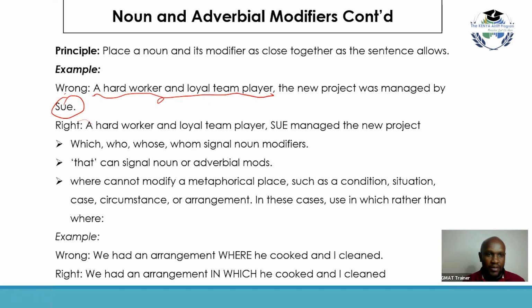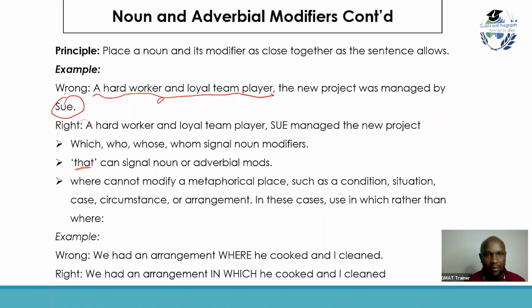So, more points to note. Some of these points we've already looked at previously. Which, who, and whose signal noun modifiers, and that can signal noun or adverbial modifiers. As we mentioned regarding that, it is used for essential modifiers. It is indispensable when used in a sentence, so you cannot drop it from that sentence.